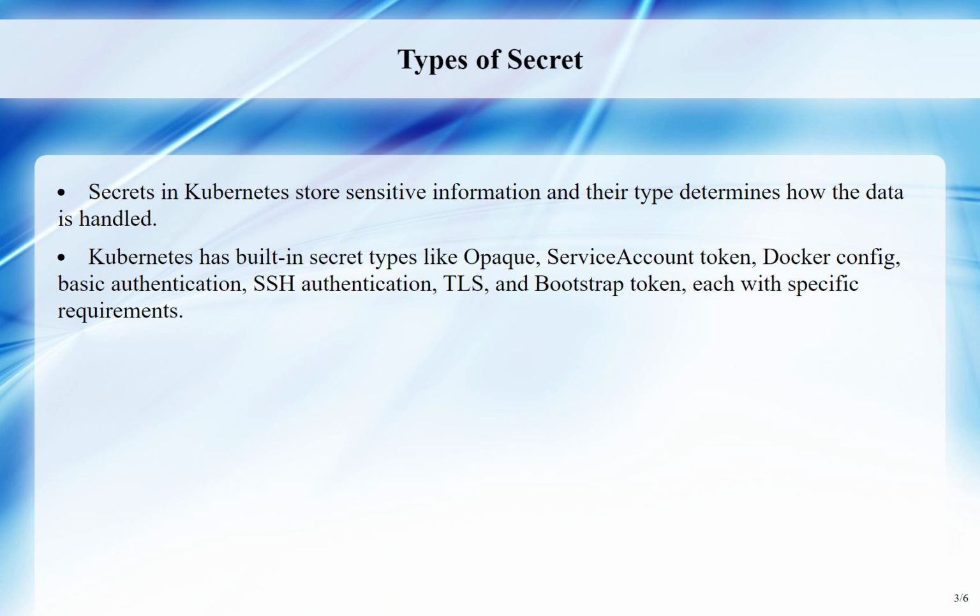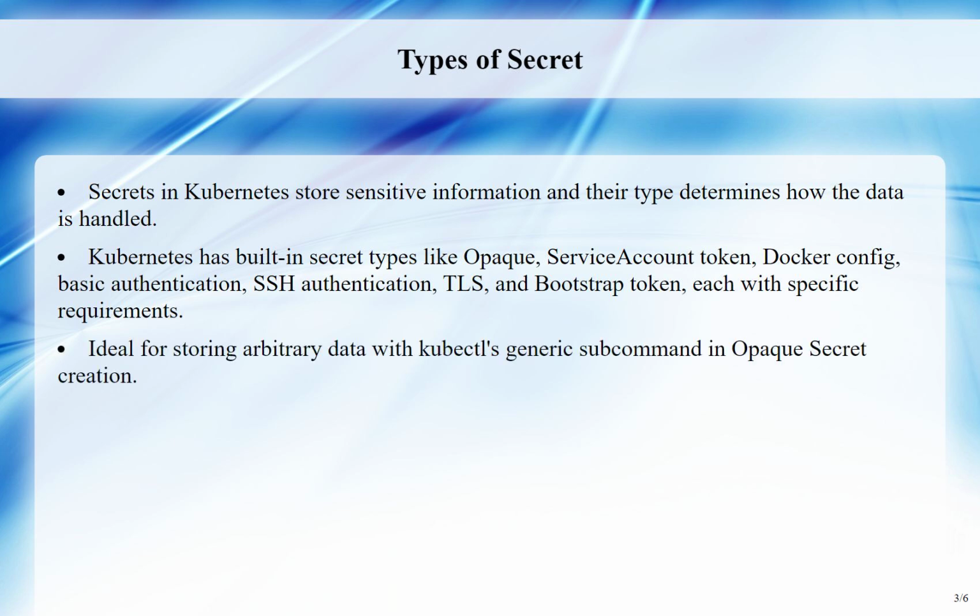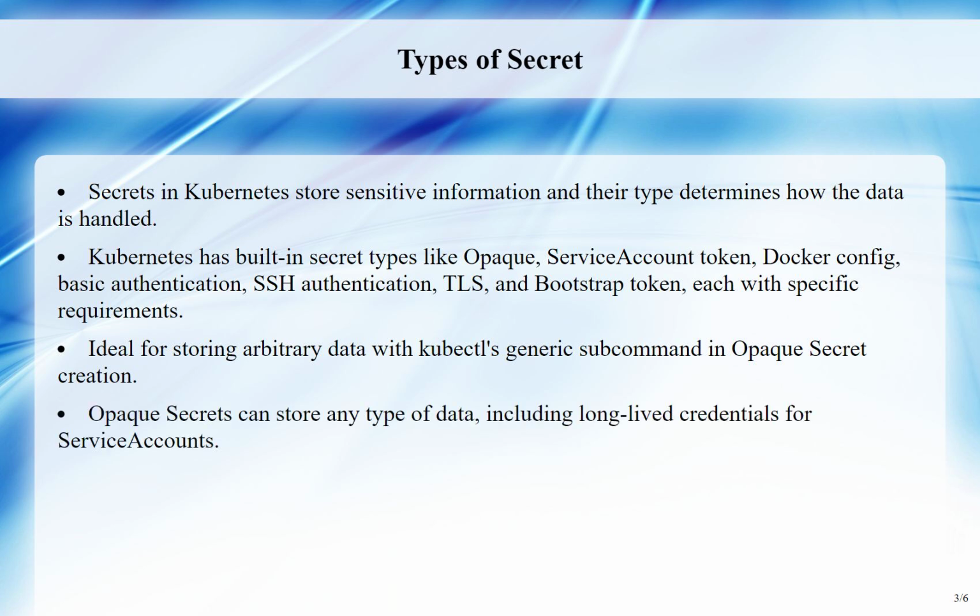Opaque secrets. Opaque is the default secret type, used when no type is specified. It is ideal for storing arbitrary data. When creating an opaque secret, you can use the generic subcommand in kubectl. Opaque secrets do not have any specific constraints and can store any type of data.